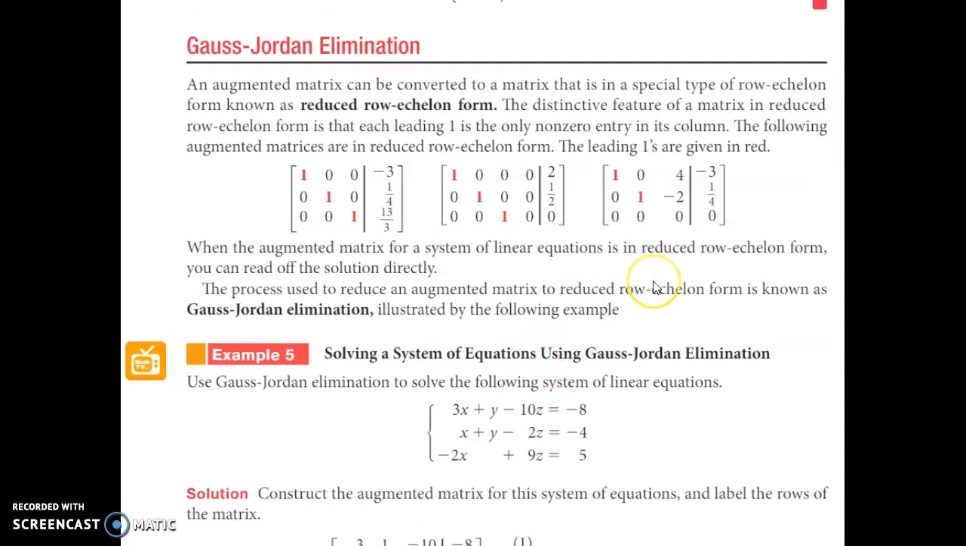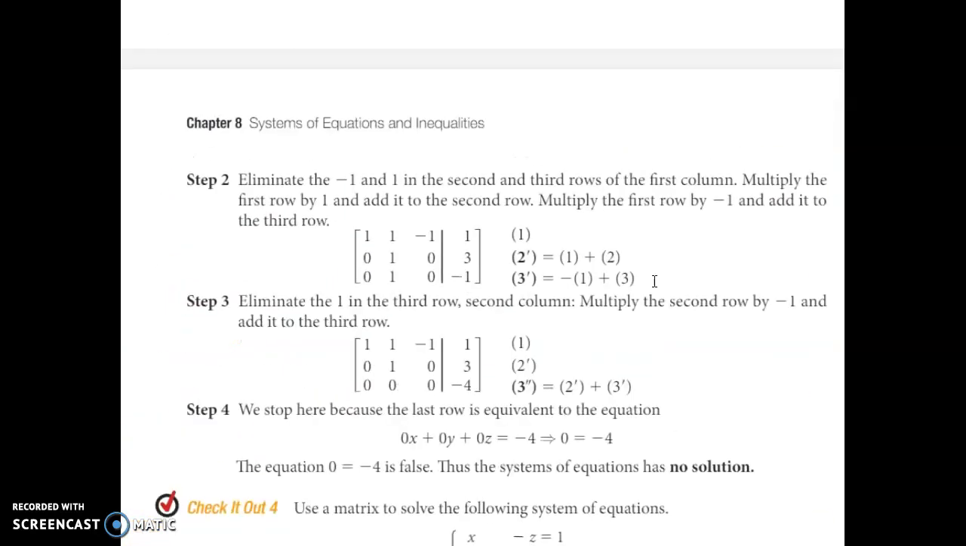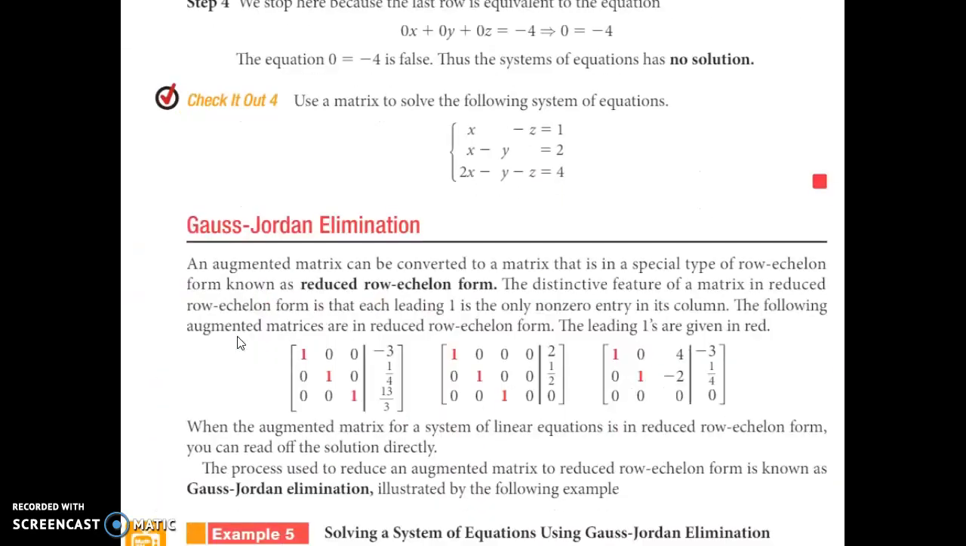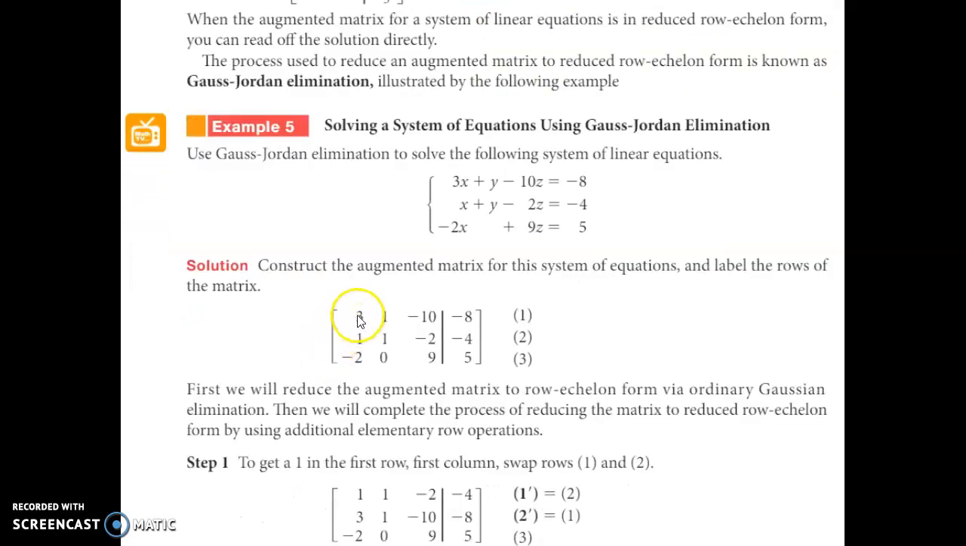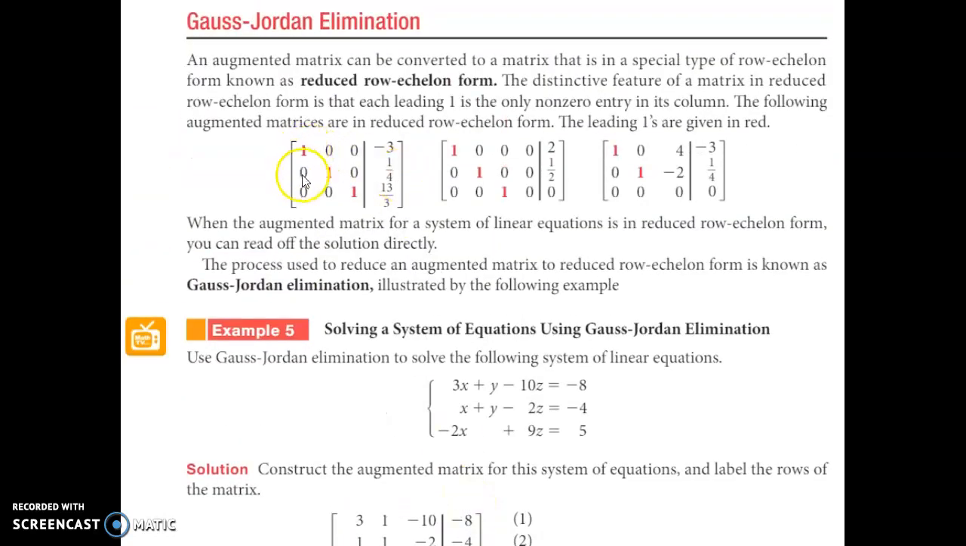So this is in chapter 8.3, page 672, Gauss-Jordan elimination. Start with systems of equations. So here it is, example 5, which written as a matrix is kind of obvious. That's how it looks. And then the trick is to get this matrix into this kind of form.